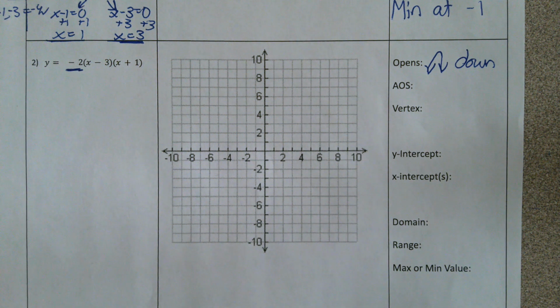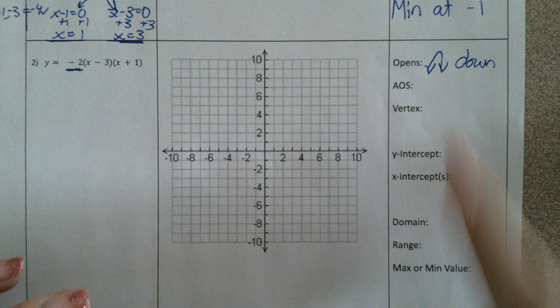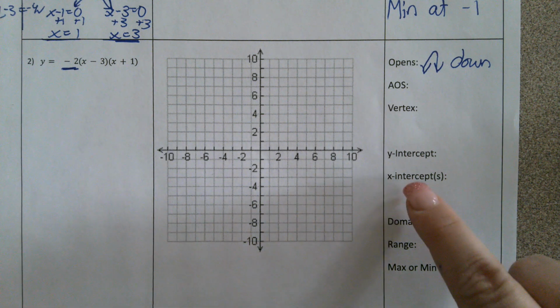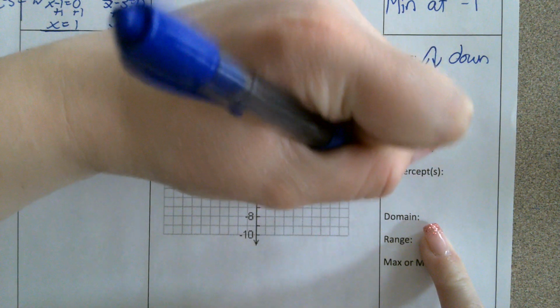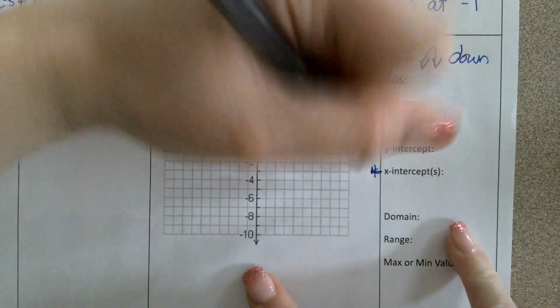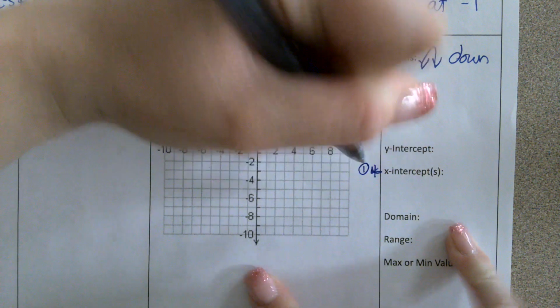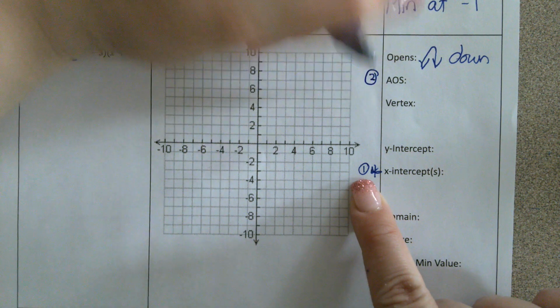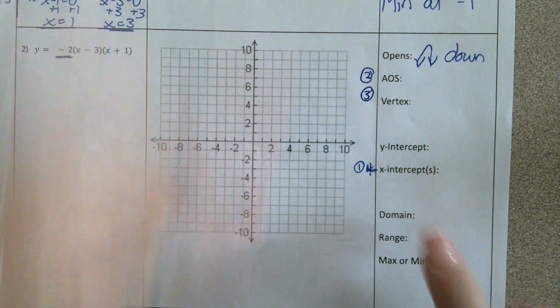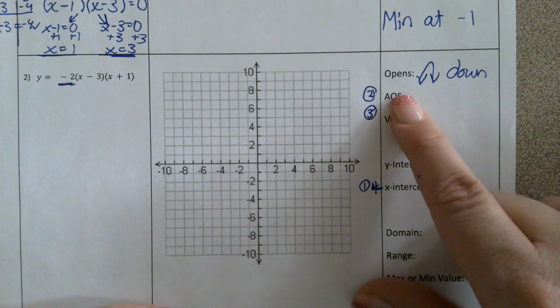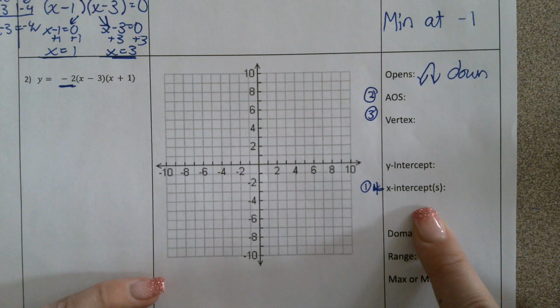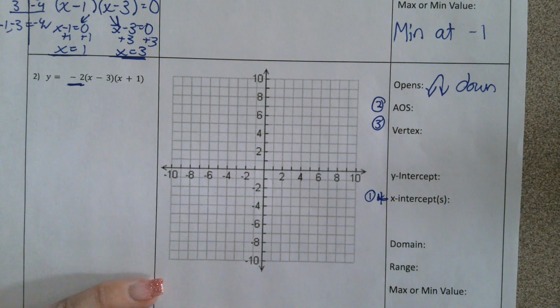Now, you can go in any order you'd like. However, the preferred way, and I wish we would have swapped these because that makes more sense for me visually. I'm going to start with the x-intercepts. So I'm going to label these in order. I'm going to find the x-intercepts. Then I can find the axis of symmetry, and then I can find my vertex, which I normally use the axis of symmetry to find. So the only thing I'm really doing out of order here is I'm doing the x-intercepts first. Then I'm going my usual order.